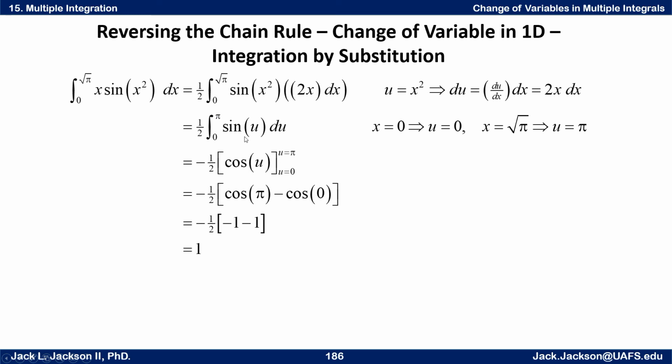Now we can find an antiderivative, which was the whole point: to find something that we could find the antiderivative of. The antiderivative of sine u is the opposite of cosine of u. So I put the negative out front, and then I evaluate cosine u from u equals 0 to u equals pi. Substituting in pi and 0 and subtracting: cosine of 0 is 1, cosine of pi is -1, -1 minus 1 is -2, times -1/2 is 1. And so that integral is just 1.